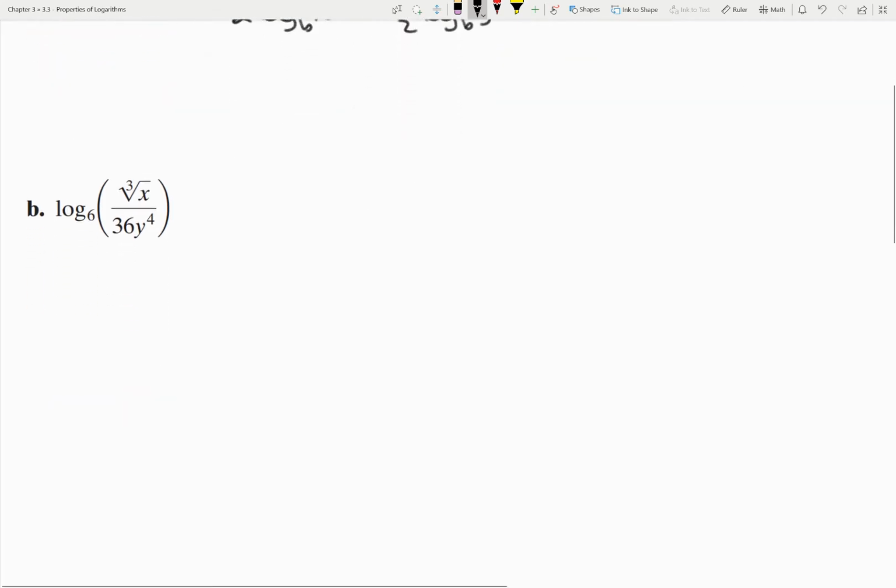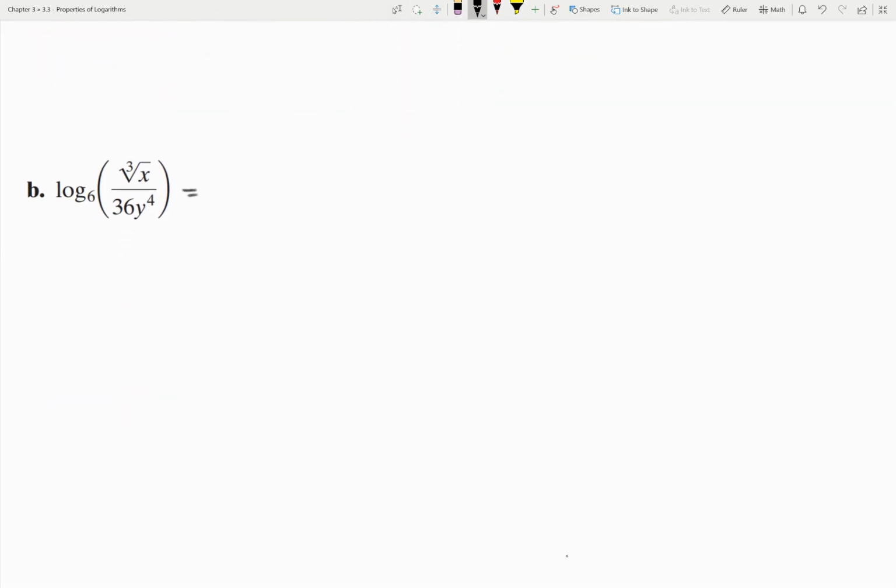Next one, we first separate it with subtraction, and you got to be careful here. Let's put this as a fraction. You got to be careful here because we are subtracting the log base 6 of 36, and it's also a y to the 4th, but that's 2 separate terms. Okay, and the common mistake would be like, oh, well, 36 and y to the 4th, they're multiplied together, so you should put a plus, but that's not true.